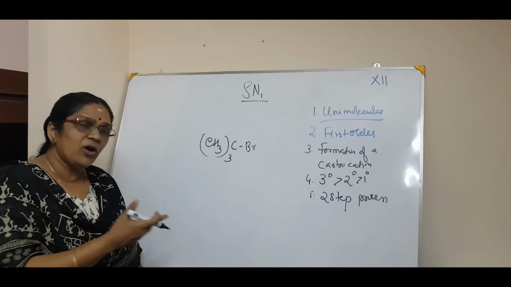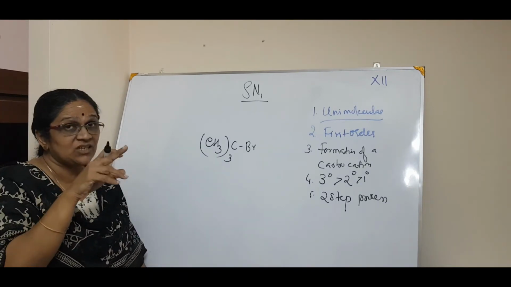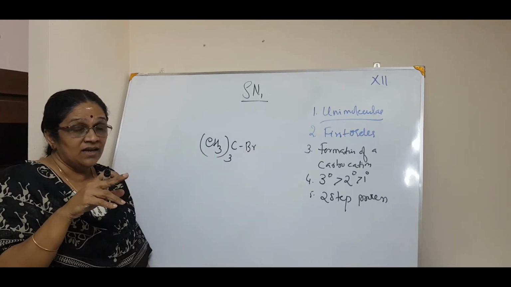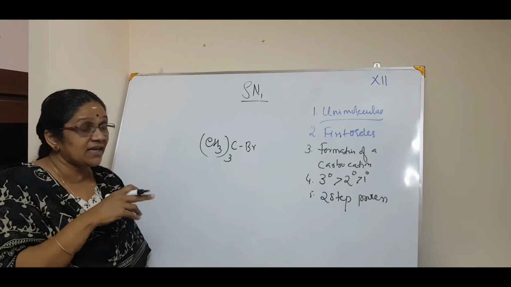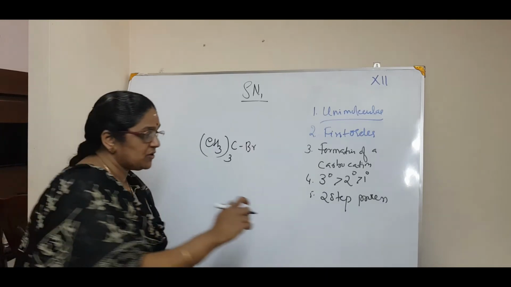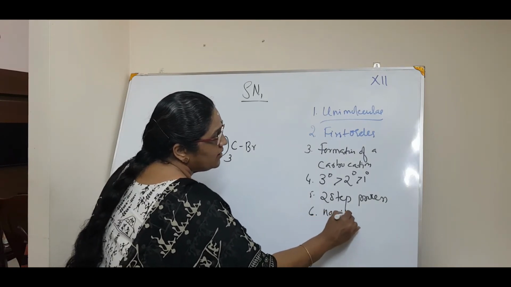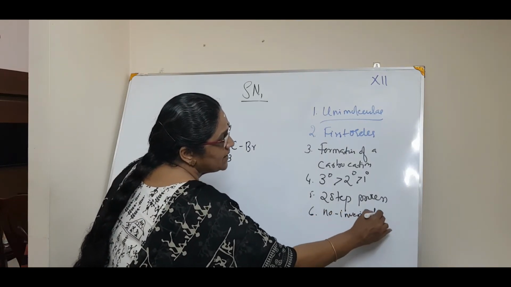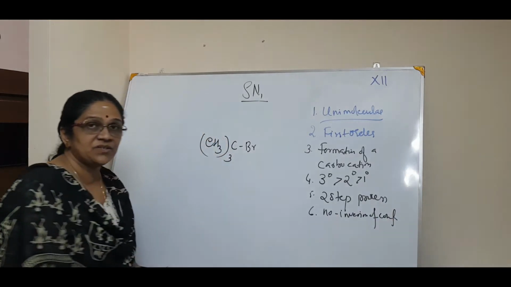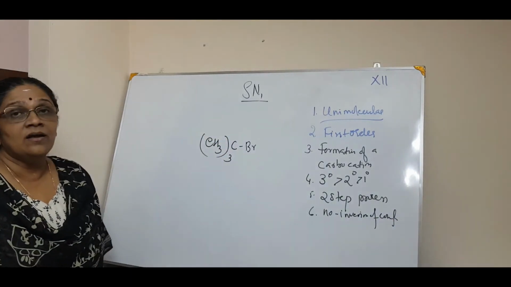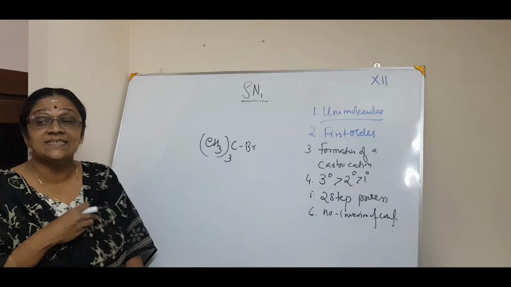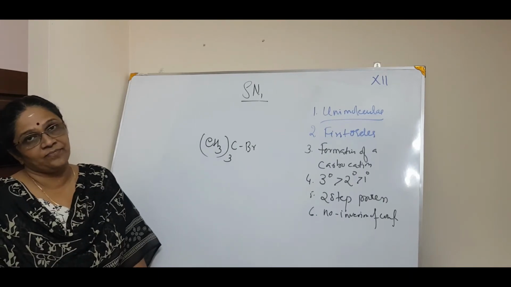And one more point, if you want to write, that is why in SN2 I have written inversion of configuration. Here I can say there is no inversion of configuration. So 1, 2, 3, 4, 5, 6. No inversion of configuration. See, no inversion of configuration is there. So these are the value points in an SN1 mechanism.